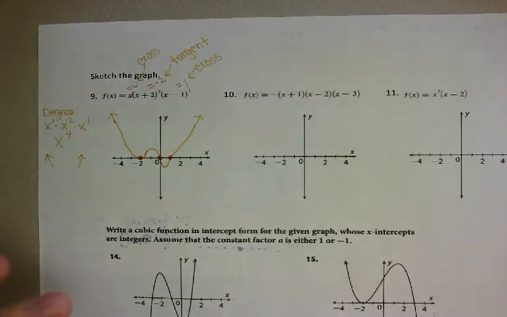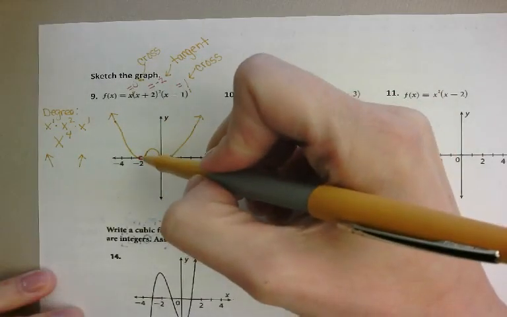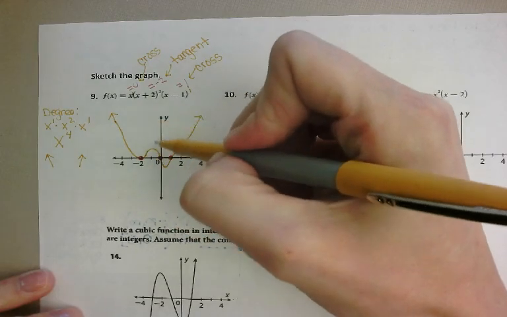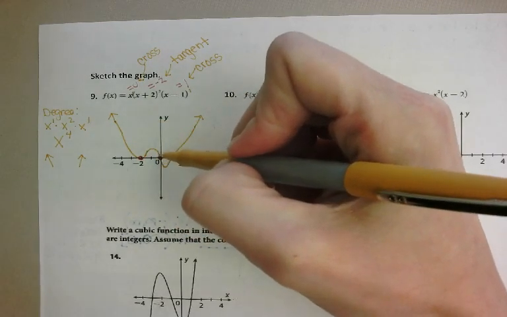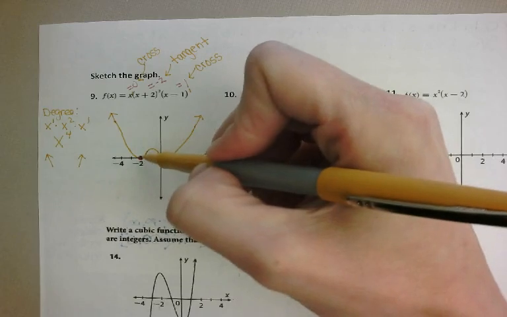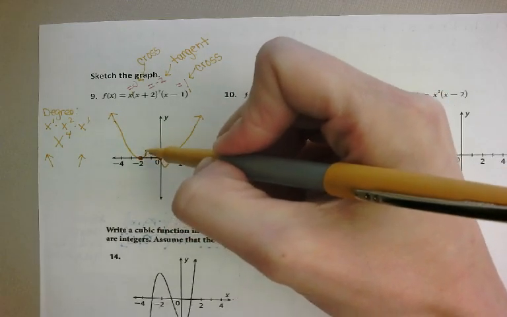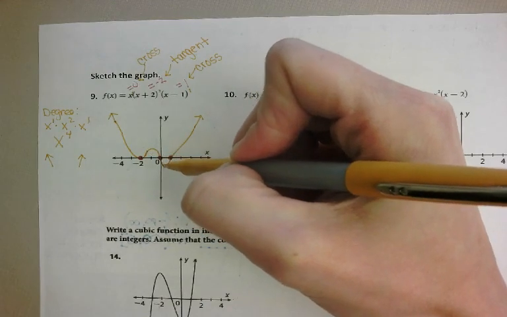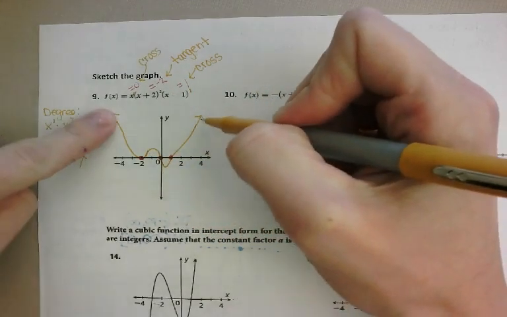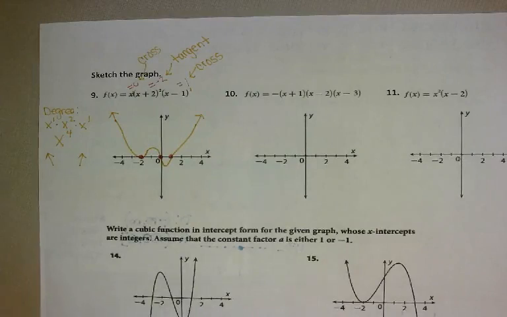Rough sketch, that's all I'm going for, not perfection. This could possibly go up higher. I don't know, and I don't really care right now because we're just doing rough sketches, okay? So you guys could vary that a little bit, but it does have to bounce off of that and does have to cross through that intercept and cross through, and the end behavior still has to be the same, okay?